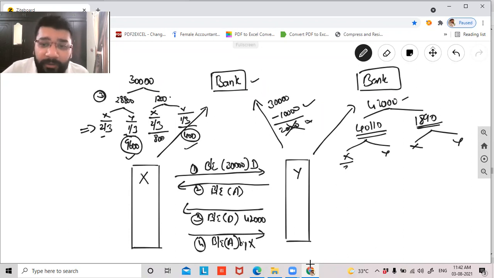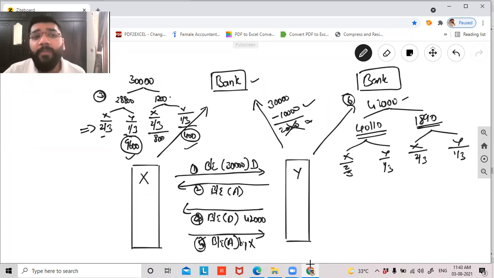Can I say X will bear 2/3 as per the old ratio and Y will bear 1/3? Yes or no? Tell me, guys, yes or no? Yes, sir. So third, this is the 4th event, this is the 5th event, and this is the 6th event. Okay. Now, guys, please split the amount of discounting charges.